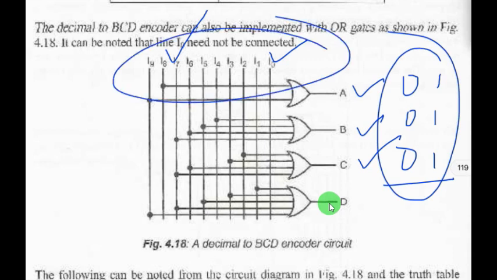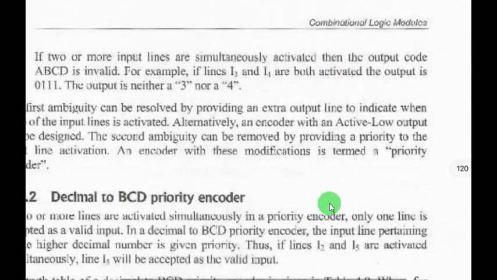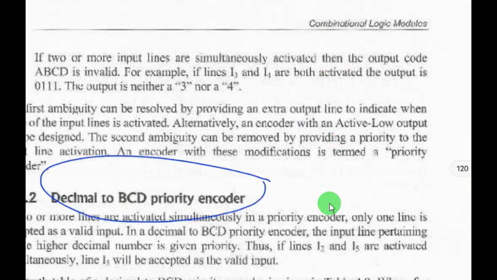We want to prioritize the input line that gets to the output. Okay? So that is why we are calling it a priority encoder. We are saying the one that we want to work with is a priority.